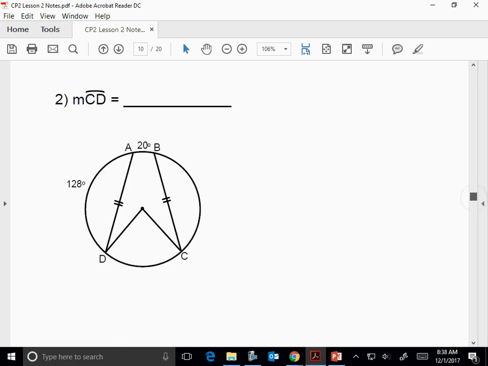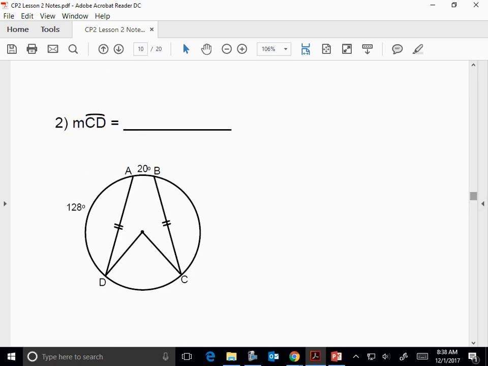What would the measure of, ooh, this is a funky one. CD. Ooh, this is a good one. I want to know the measure of this arc. Well, I know the measure of this arc. That's 20. I know the measure of this arc. That's 128. What would be the measure of this arc over here? 128 as well. If these two chords are the same, their intercepted arcs are the same.